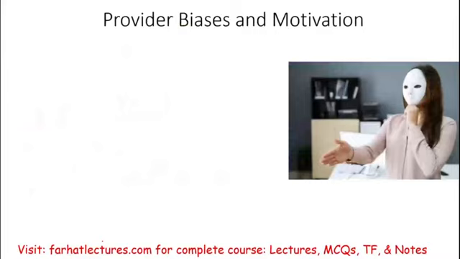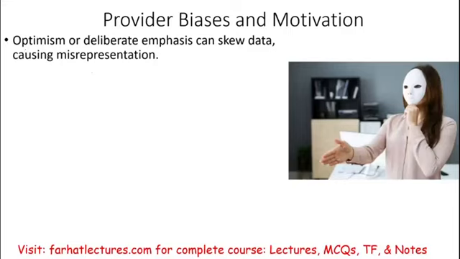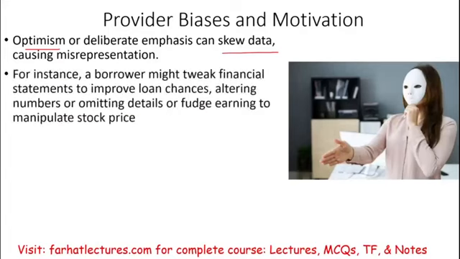Another reason for information risk is provider bias and motivation. Whoever is giving you this information, let's assume you're the bank, has a bias. That bias could be deliberate or simply optimism. Or they can skew the data, causing some misrepresentation. For example, a borrower might tweak the financial statements to improve their loan chances, altering numbers or omitting details, fudging earnings to manipulate the stock.